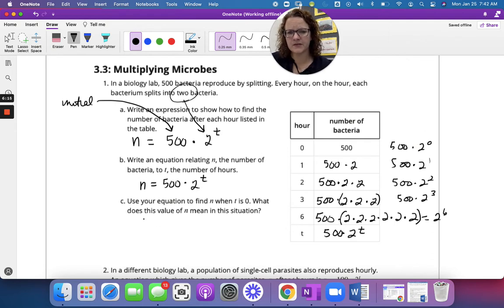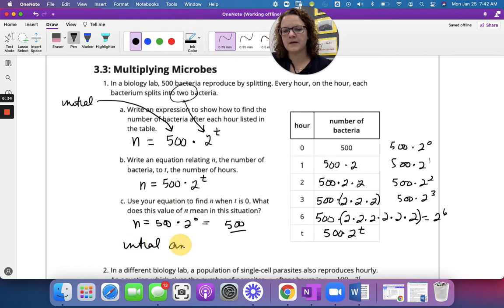Use your equation to find n when t is 0. I just did 500 times 2 to the 0 power. 2 to the 0 power is 1. So my answer is 500. That means in this situation that my initial amount of bacteria is 500.